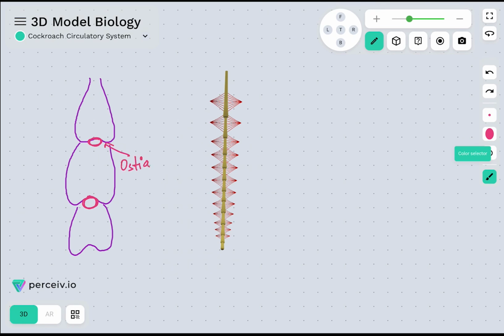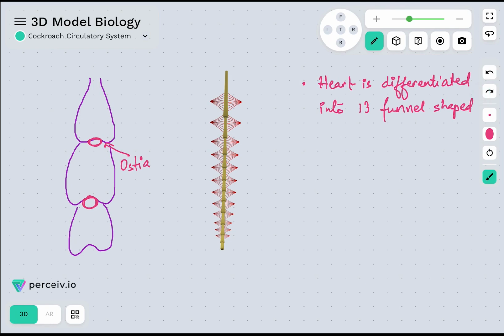All right. So if I just write down that the heart is differentiated into 13 funnel shaped chambers, with ostia on either side.